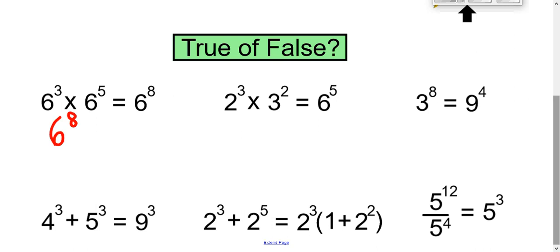So 6 to the third times 6 to the fifth is 6 to the eighth because you're adding the exponents and keeping the base. You keep whatever is the same. And that is definitely equal to 6 to the eighth. That is true.